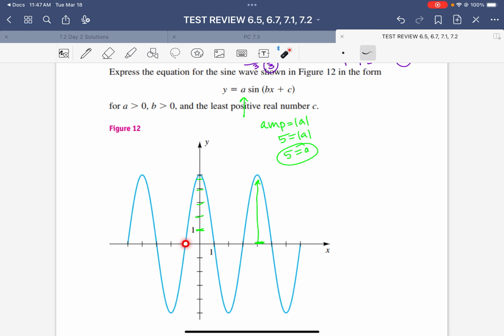Why is it not negative? Because we're going to start right here, and we start going up. And so just like normal sine, we start going up. If here we had started going down, then we would have thought of it as a negative a.